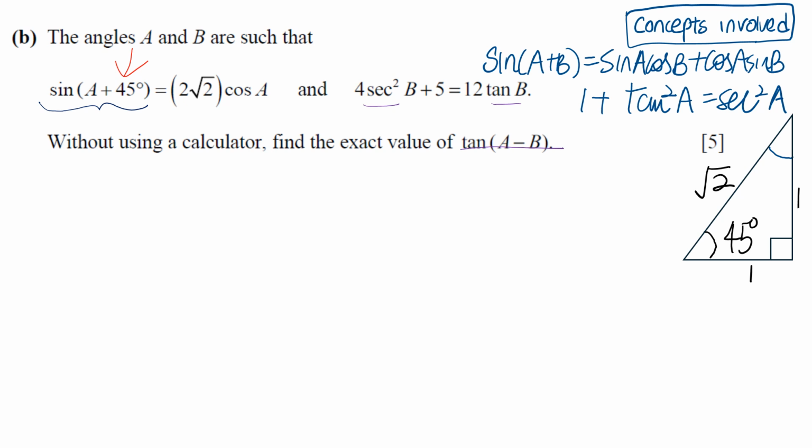Okay, 45 degrees, tangent 45, it's opposite over hypo, which is 1 over 1. And then use Pythagoras theorem to find your hypo, which is square root 2. And if this is 45, the other angle is also 45. All right, so we're going to use the addition formula to expand sine bracket A plus 45.